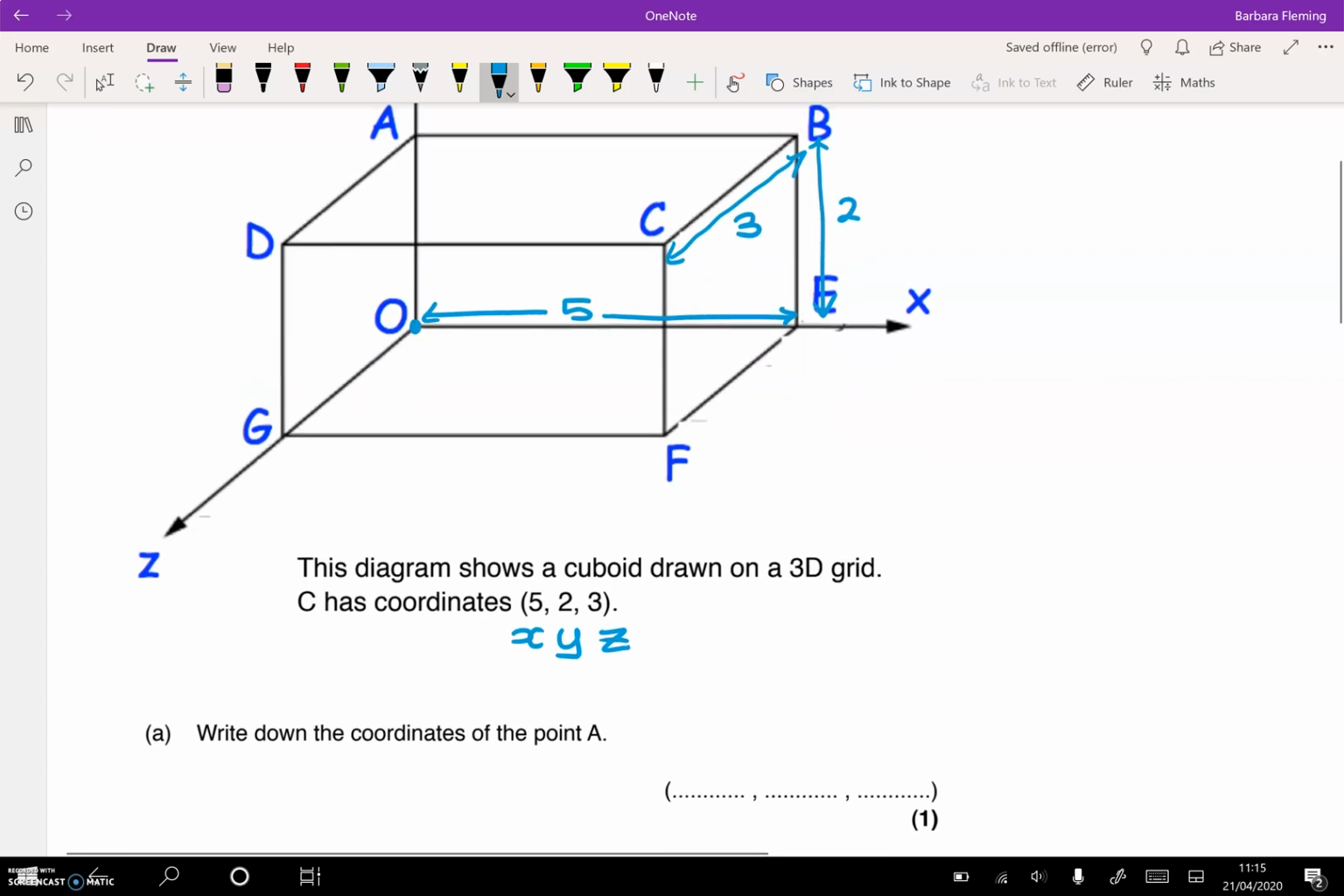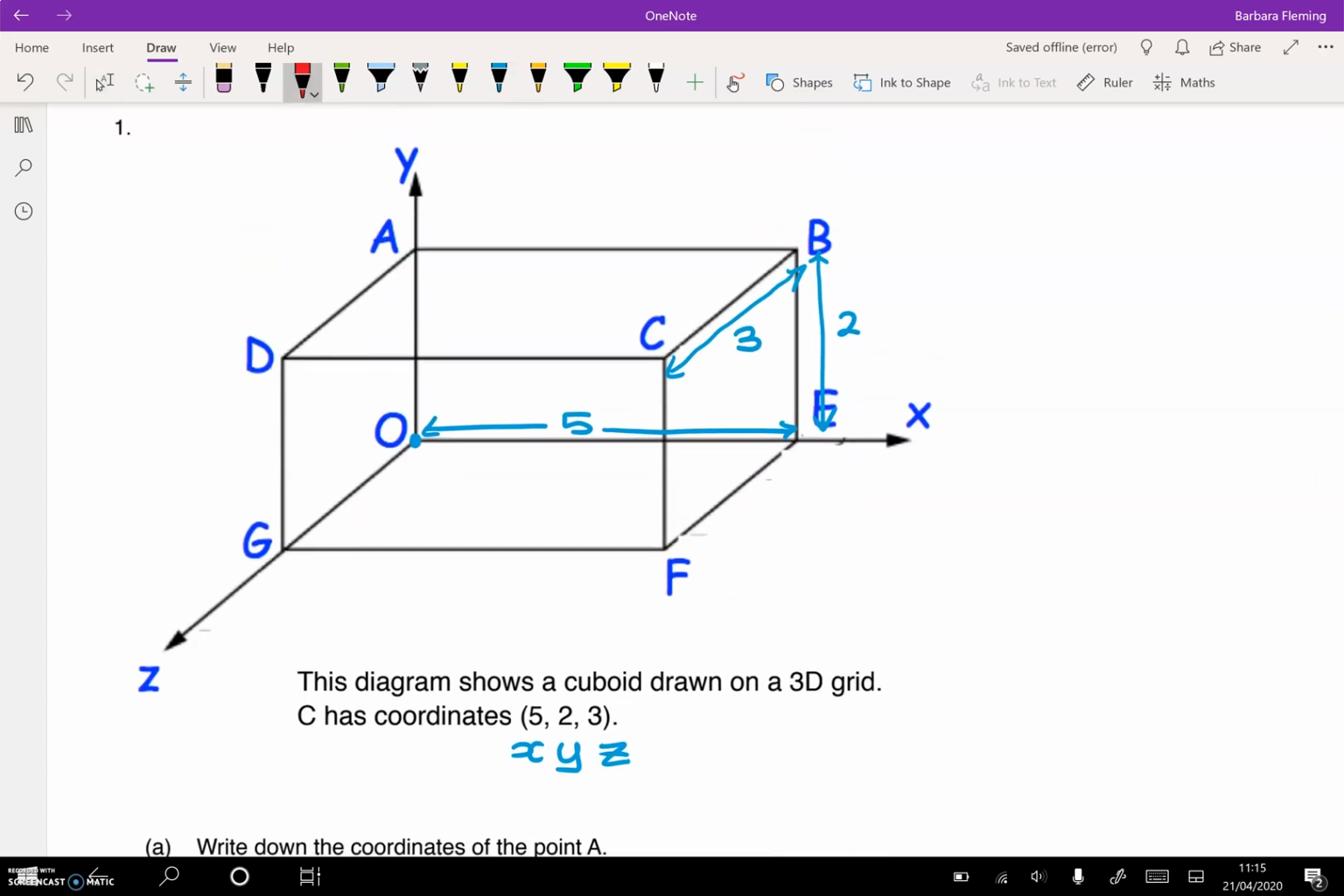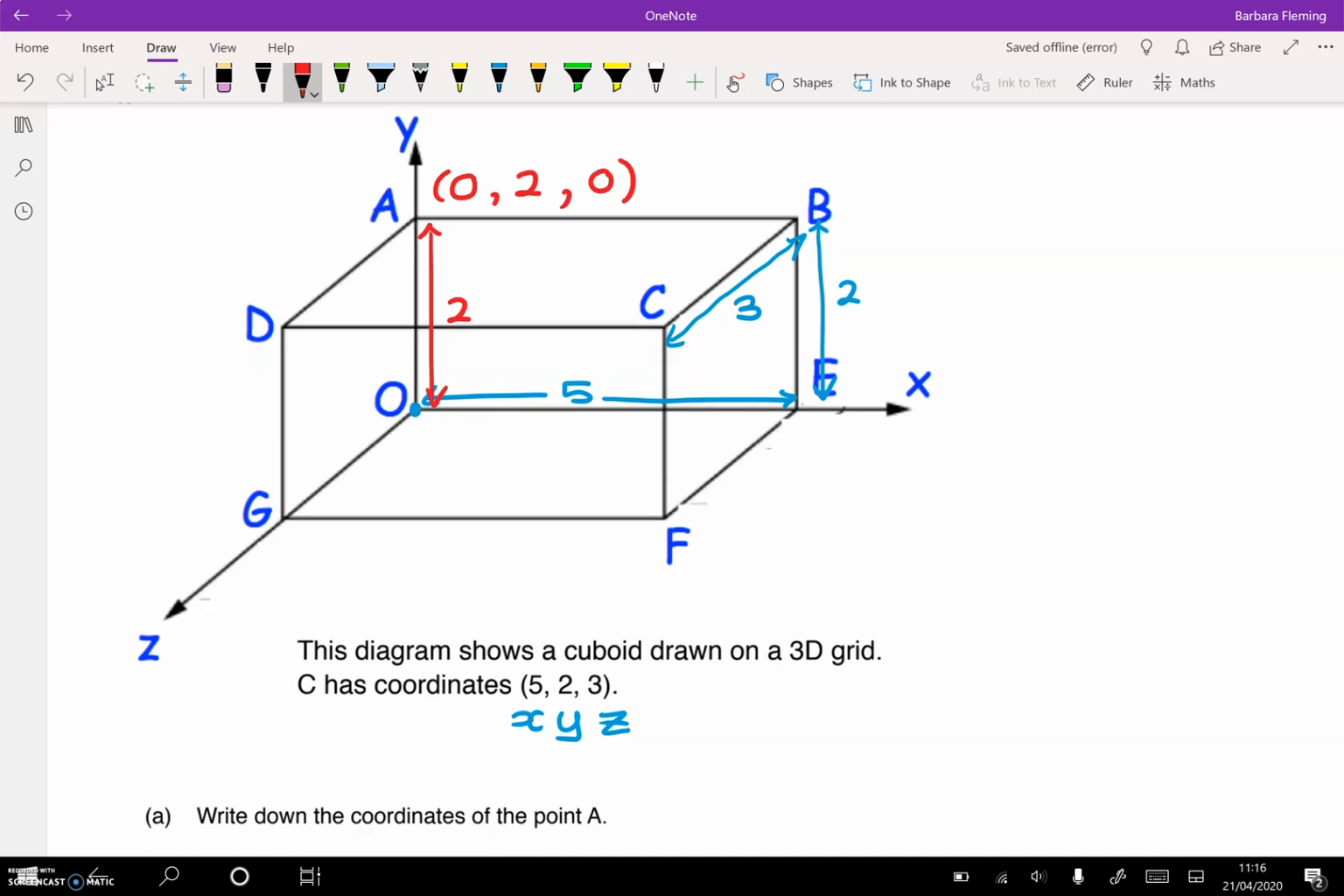So coordinate A. Again, start at your origin. Coordinate A is not along the x-axis at all, otherwise we're going away from A, so it's 0 along our x-axis. On the y-axis, we're coming up again, so it's going to be the exact same amount of units up the way. It's a cuboid, so that's going to be 2 units up. And then the z-axis, well, it's not coming out at all, it's lying right on that y-axis, so it's going to be 0 along your z. So your A coordinate is 0, 2, 0, which you can fill in.